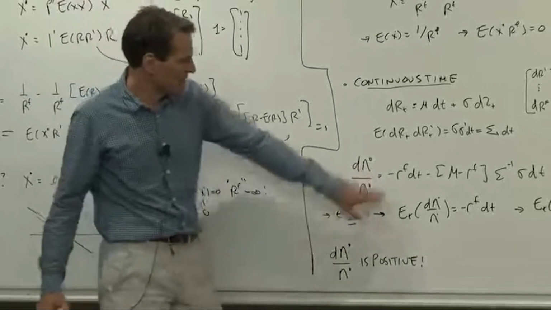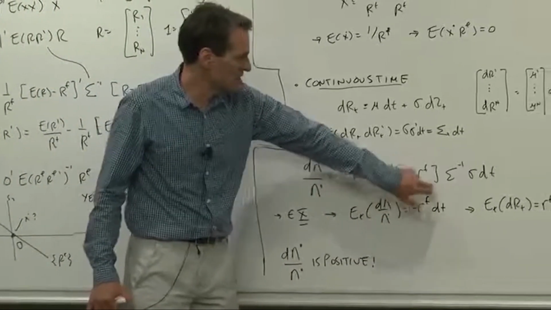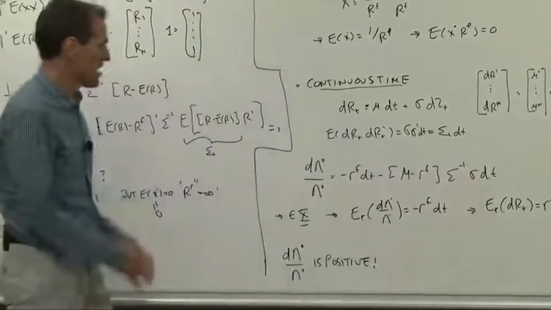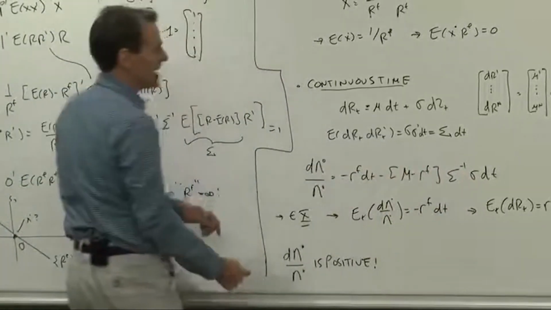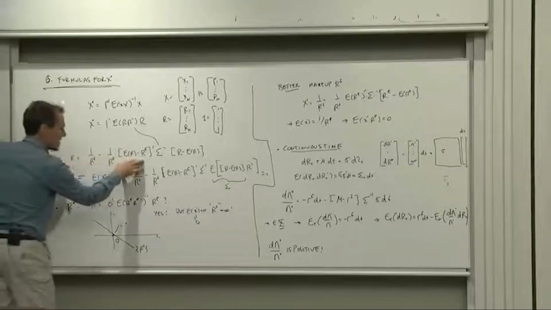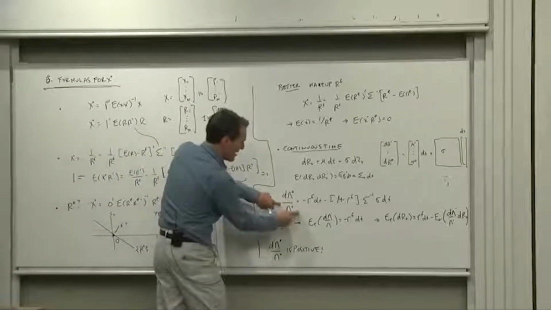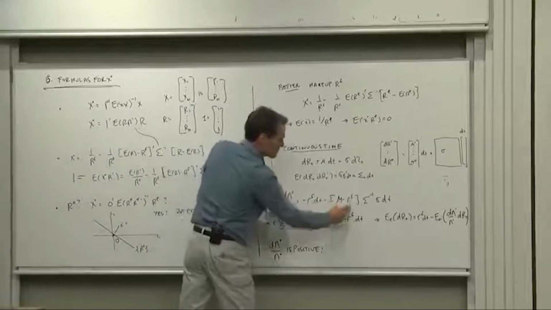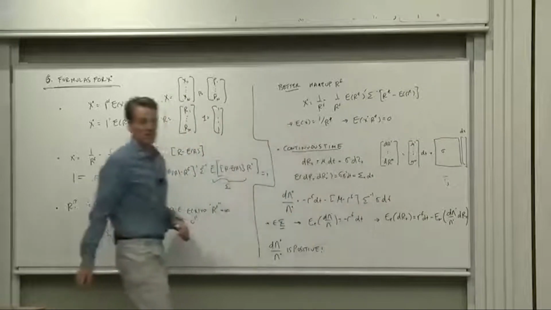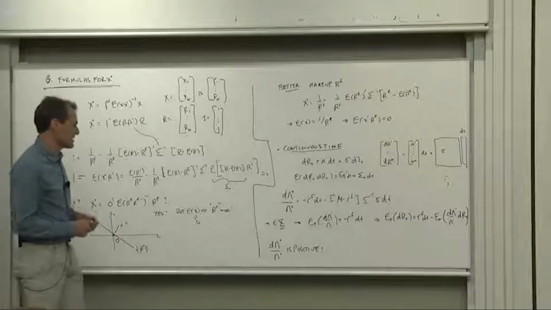d lambda over lambda is minus RF dt, and then expected excess return, sigma inverse times the shocks. That shouldn't be too surprising. That's exactly the form that we had here. X star is RF, and then expected return, sigma inverse times the shocks. d lambda over lambda is RF, expected excess return, sigma inverse times the shocks. So it's the natural translation of the same ideas into continuous time.